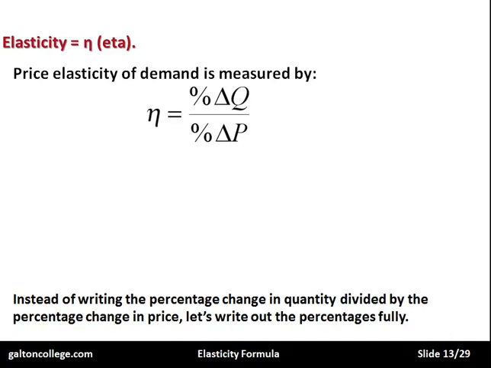So we know how to measure elasticity. Now instead of writing the percentage change in quantity divided by the percentage change in price, let's write out the percentages fully. Let's write out how to work out a percentage fully. How we would work out a percentage, of course, is we take the change in quantity divided by the quantity multiplied by 100, divided by the change in price divided by the price multiplied by 100.